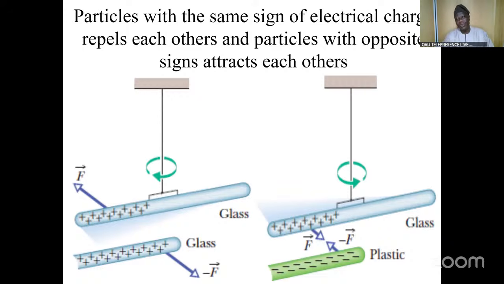That brings you to the former statement that the same sign of electrical charge repel each other, and particles with opposite signs attract each other. So I assume that you understand this so clearly. All right?